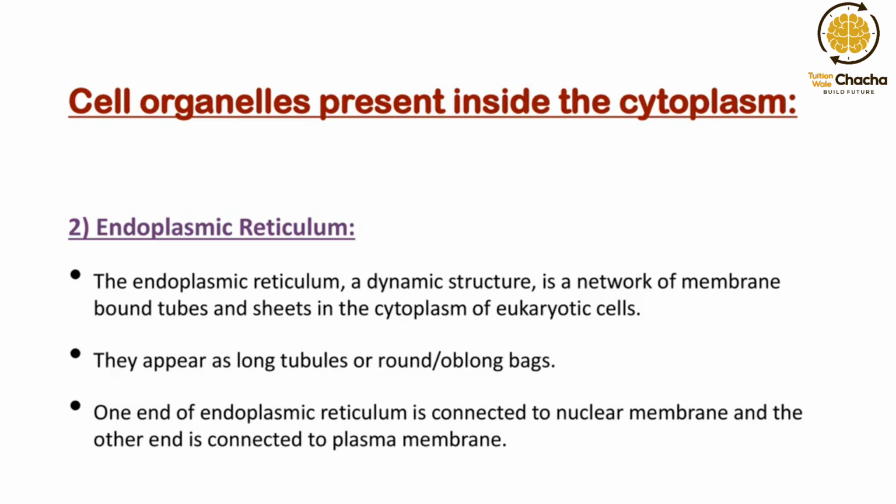Cell organelles present inside the cytoplasm. 2. Endoplasmic reticulum. The endoplasmic reticulum, a dynamic structure, is a network of membrane-bound tubes and sheets in the cytoplasm of eukaryotic cells. They appear as long tubules or round, oblong bags. One end of the endoplasmic reticulum is connected to the nuclear membrane and the other end is connected to the plasma membrane.